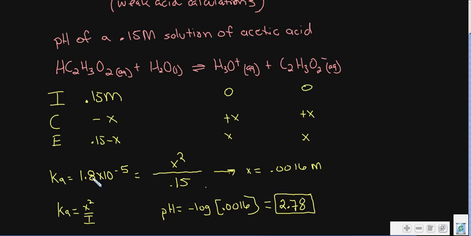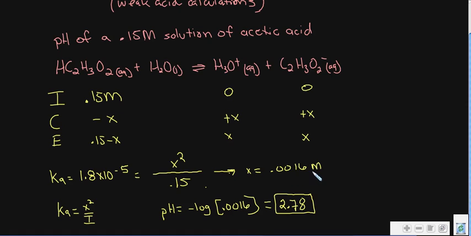Like I said, it should be 0.15 minus X if we're doing the ICE table officially and perfectly, but we don't need to worry about that. So we multiply Ka by 0.15 and then take the square root. We get 0.0016 molar. That's the hydronium ion concentration as well as the acetate ion concentration.